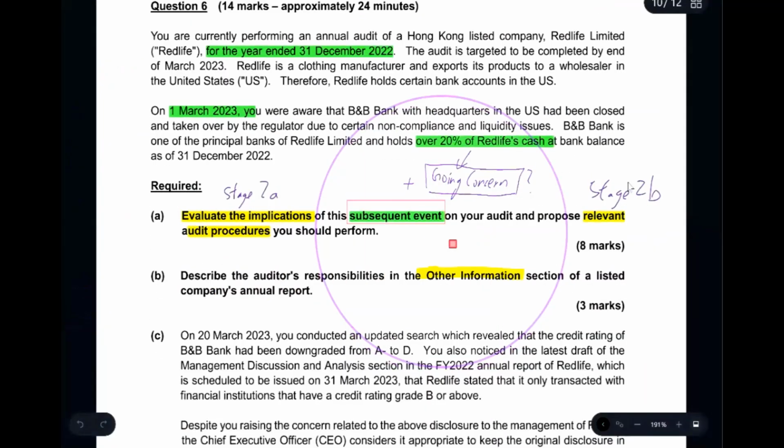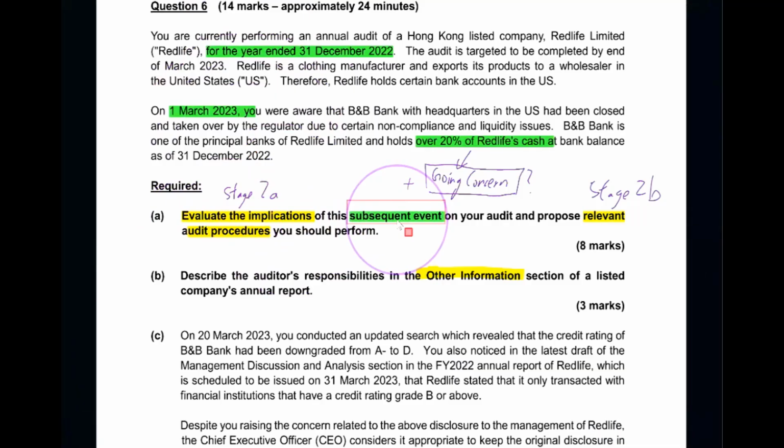Okay, moving on to question number 6. This is a question on subsequent event. Very clear. Look at the question: evaluate the implication of this subsequent event. The question already helps you establish that this is a subsequent event. Somehow a little bit easier, but it didn't change how you answer the question. You still need to do the same way. Again, evaluate the implication of the subsequent event, and then propose the relevant audit procedures. It includes both stage 2A and stage 2B.